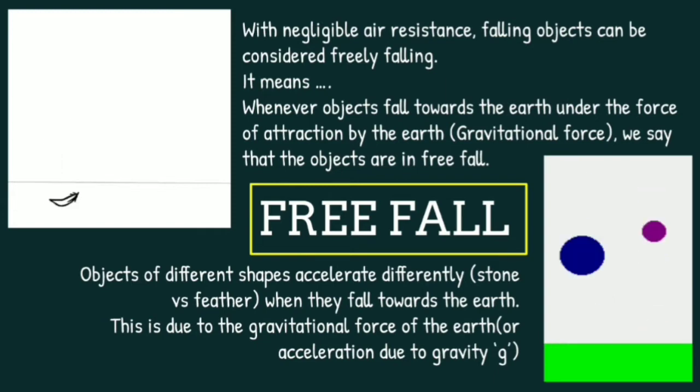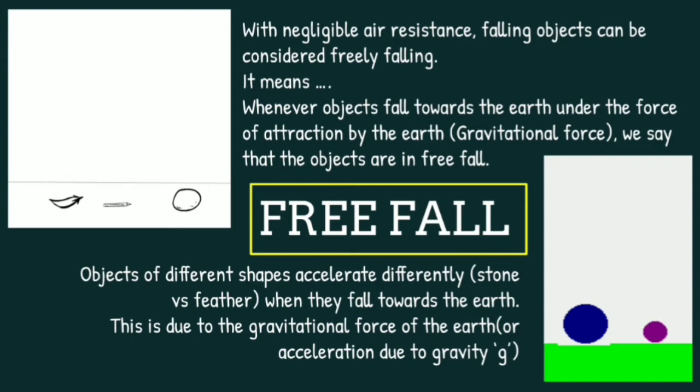And when objects fall to the earth, they all fall with different velocities and at different times. This is only because of the air resistance that makes them fall on the earth at different times. But imagine that there is no air resistance, or negligible air resistance. What would happen? Yes, the objects all would fall at the same speed and at the same time.